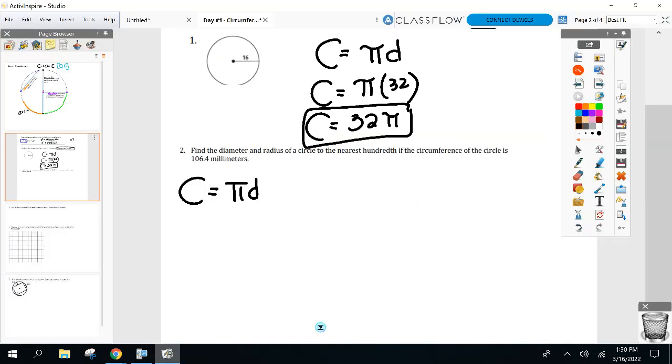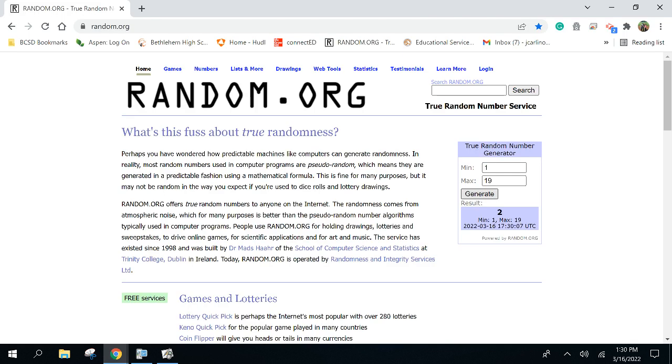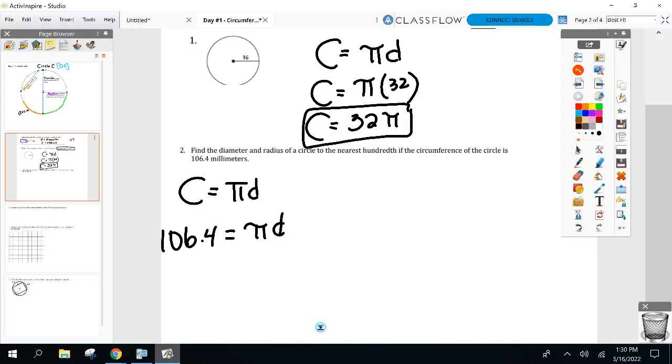Matt, on fire again today. Where's the 106.4 going in? All right, plug it in, everyone. 106.4 equals pi times your diameter. I need to solve for d, diameter. So what are you suggesting I do on both sides to get the diameter alone? Divide both sides by pi.